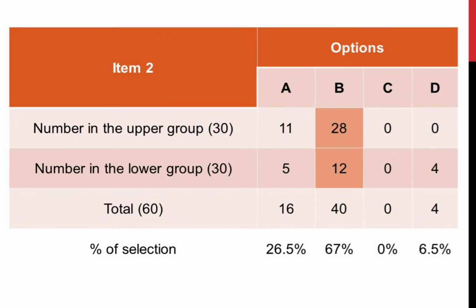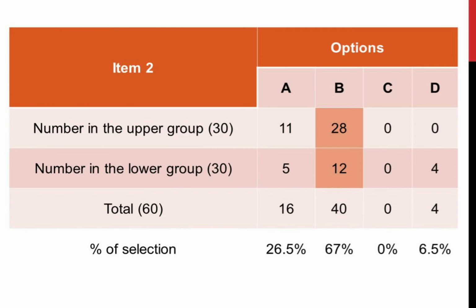Now, let's look at item number 2. The correct answer in item number 2 is letter B. In option A, 11 out of 30 from the upper group chose letter A, and 5 from the lower group, which totals to 16 students, which is equivalent to 26.5%. In option B, 28 of the upper group chose the correct answer and 12 from the lower group, making it 40 in total, which is equivalent to 67%.